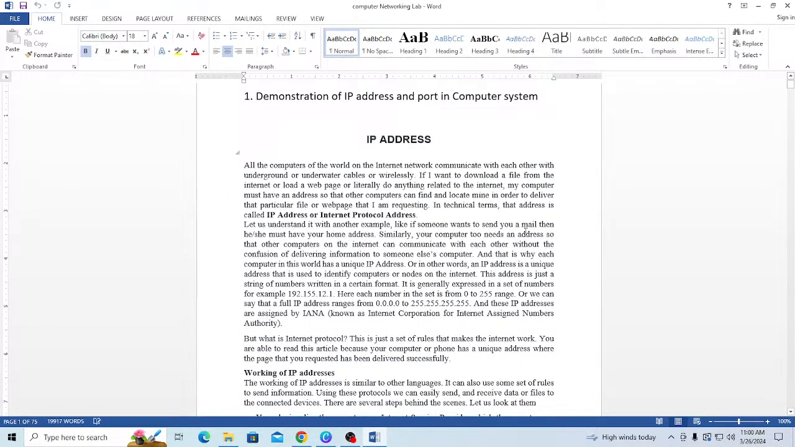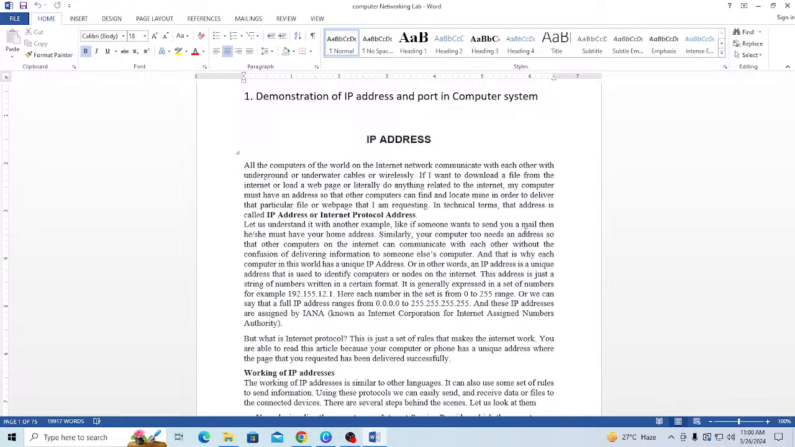It is mainly concentrated into two parts. One is the demonstration part, and the second one is the programming part. In the first session we have to discuss the demonstrations of the different types of IP and different types of protocols. So how many protocols are there, which type of protocol we are using, this will be explained in the demonstration of the computer networking lab.